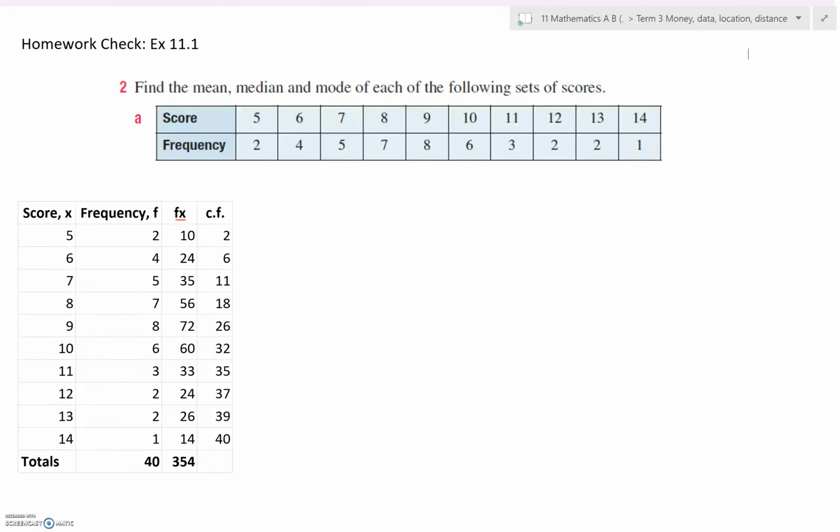So score column, frequency column, FX column, and a CF or cumulative frequency column. So let's use that to work it out. So the mean, which is X bar, equals the sum of FX over the sum of F, because we're working with frequency table data here, we're not working with individual data. So read the total straight off your table, and that's going to give us a value of 8.85.